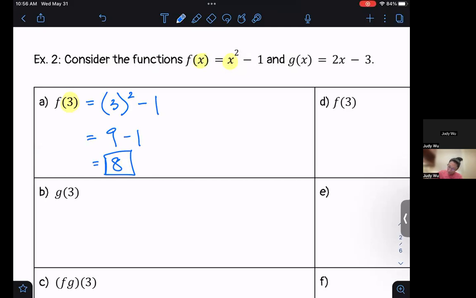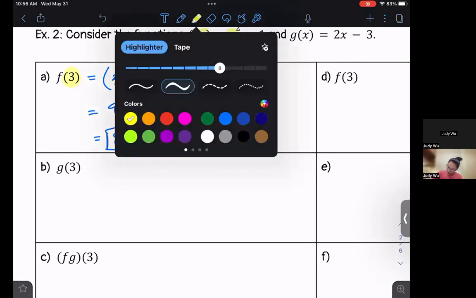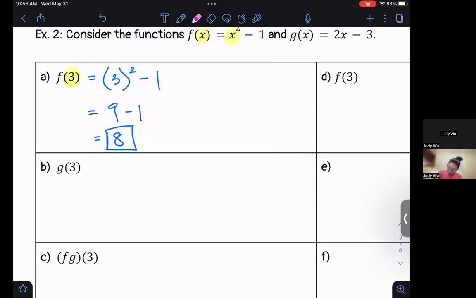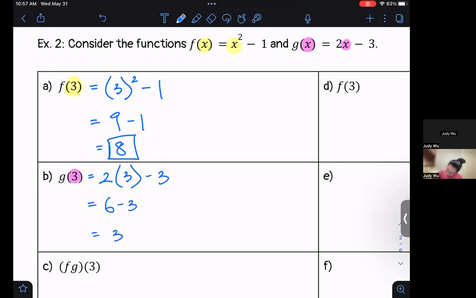And let's take a look at question B here. Question B now asks us for g of 3. So everywhere I see x in the g equation, I have to put a 3. And so this is going to give me 2 times 3 minus 3. So that's 6 minus 3. g of 3 is 3.